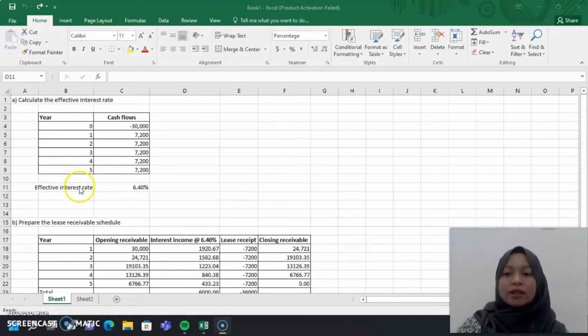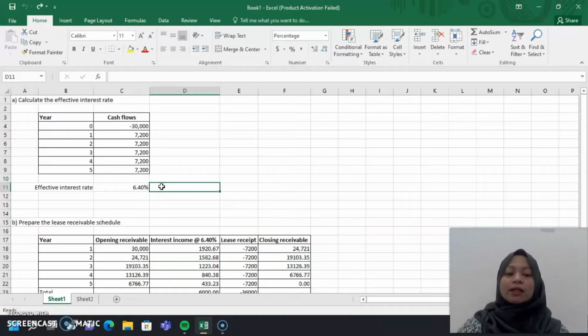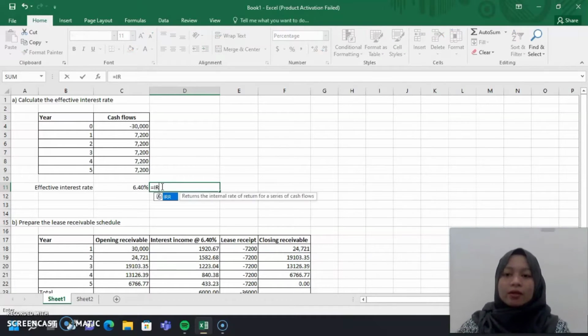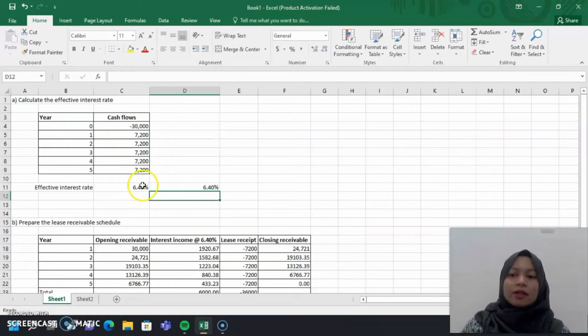In order to get the effective interest rate, we calculate IRR, from year 0 until year 5, and then we just enter. So we get 6.40% for the effective interest rate.